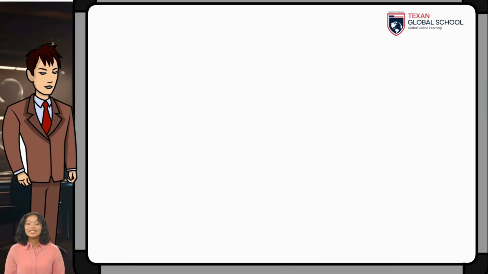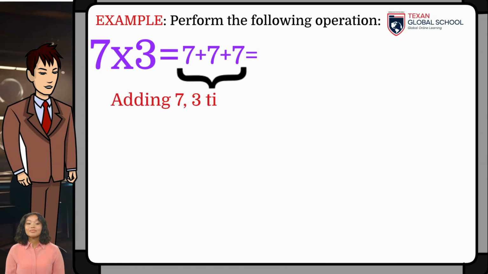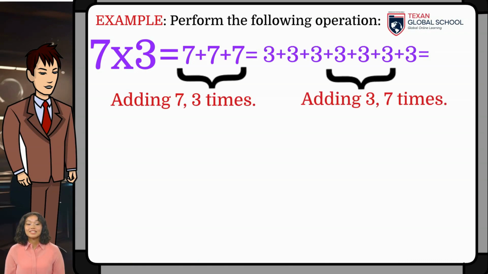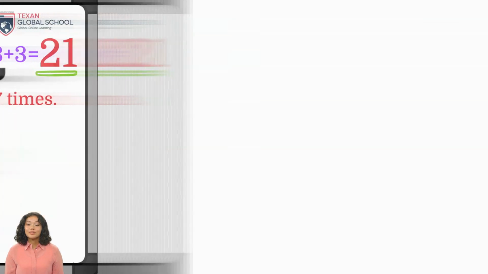Now multiply 7 by 3. We add 7 3 times, or we add 3 7 times. Therefore, 7 times 3 is 21. The model represents 7 rows by 3 columns, so we have 21 ones. Thus, we conclude that 7 times 3 is 21.